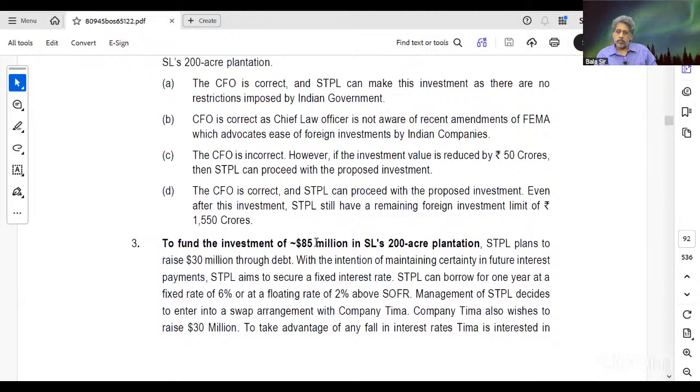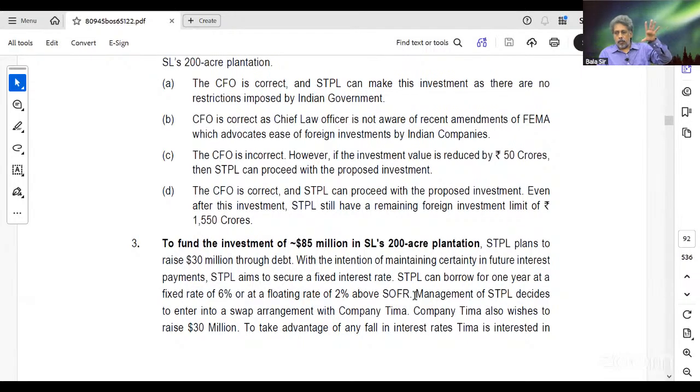To fund the investment of $85 million in SL's 200-acre plantation, STPL plans to raise 30 million through debt with the intention of maintaining certainty in future interest payments. STPL aims to secure a fixed interest rate. Oh, okay. STPL can borrow for 1 year of SOFR. Point to note.